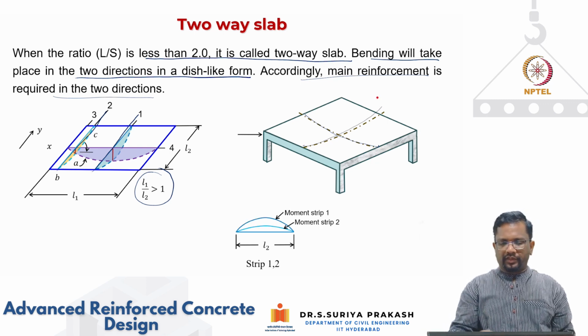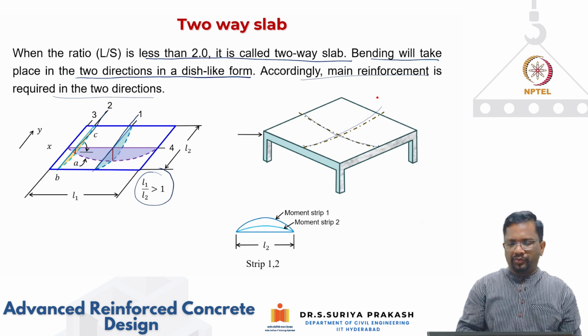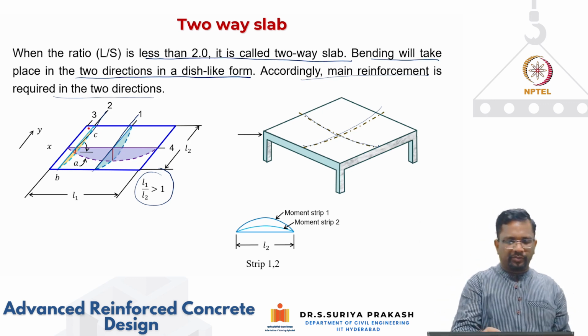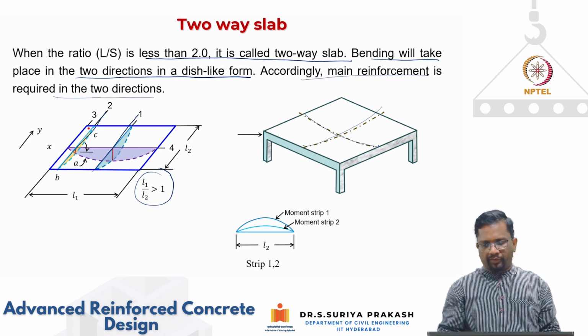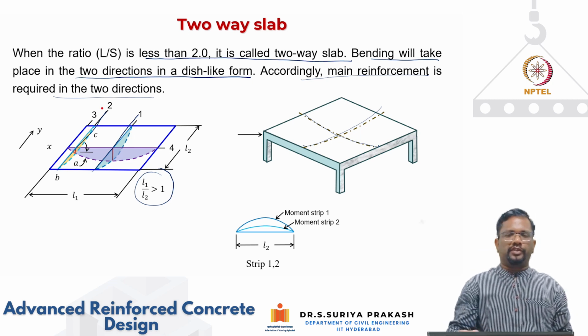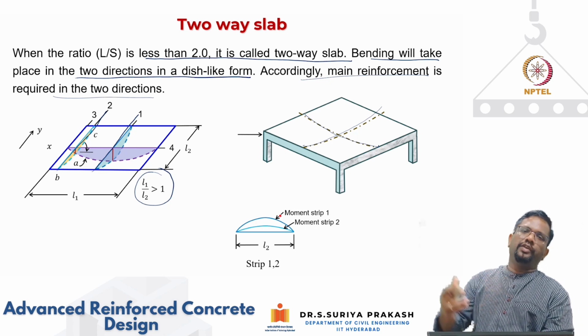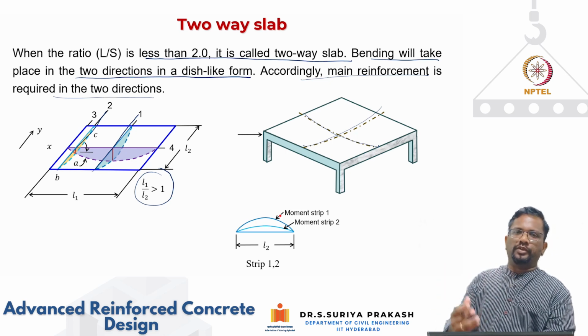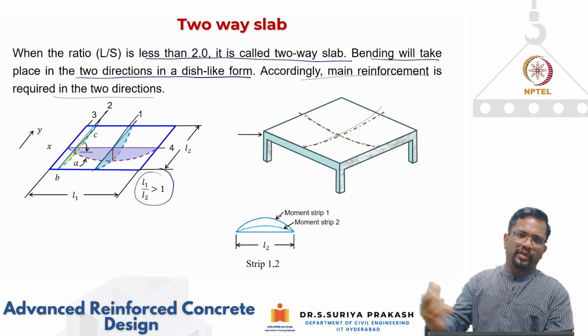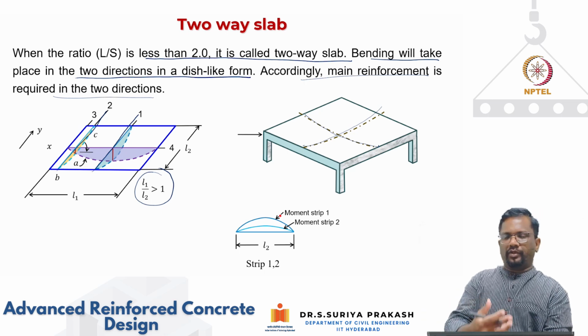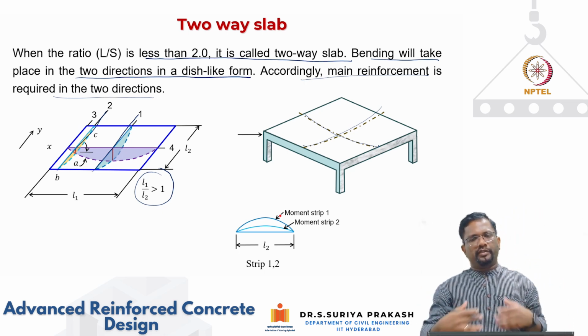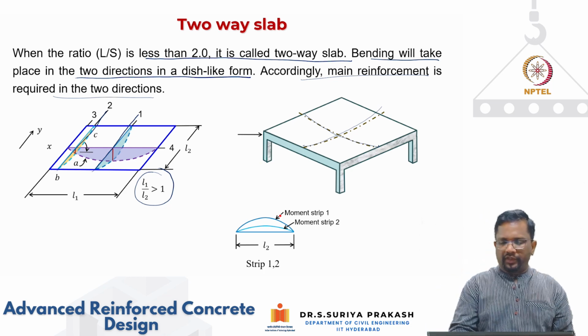So if that is the case, when I look at strip 1 and 2, strip 2 is very close to the support, so it's not going to have much curvature. And you know that the moment is always proportional to the curvature of the bending, right? M is equal to EI into d square y by dx square in your simple bending theory. So the higher the curvature of the bending in that direction, the higher will be the moment, right? Because strip 2 is very close to the support, you're going to have less curvature and your moment is going to be less.